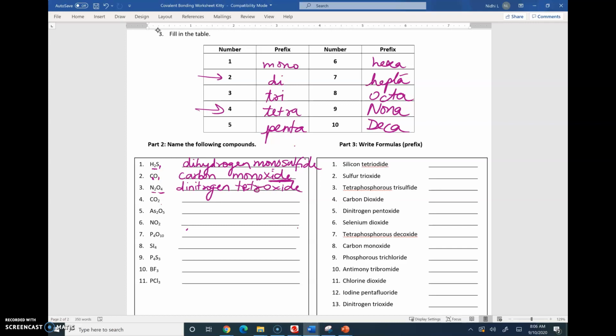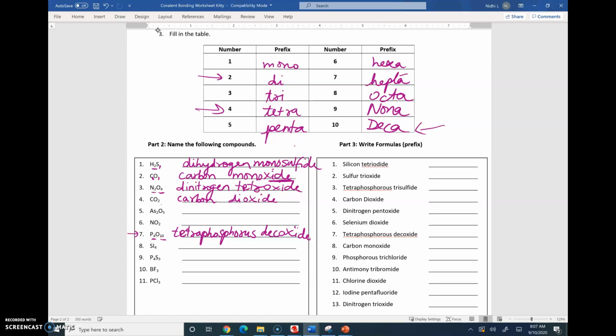All right, so the next one here, number 4, it's going to be, remember, if the first element is 1, we're not gonna say monocarbon. That's the rule, okay? So you're just gonna say carbon. For 2, once again, it's dioxide. Let's do an interesting one. Let's look at this one right here. Look, we have 4. The prefix for 4 is tetra, phosphorus, dec, once again drop that A, and decoxide, okay? 10 is dec right here.